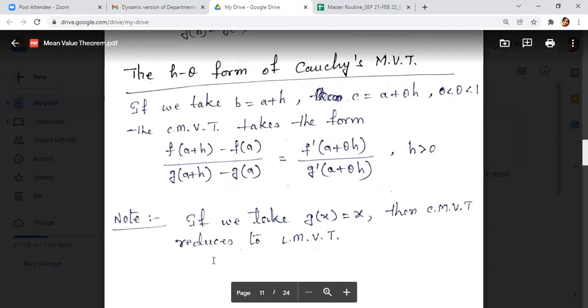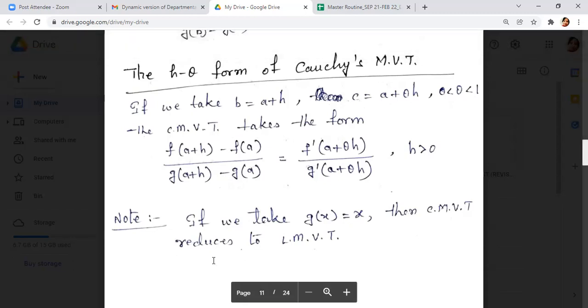Now let us go. This is the picture of CMVT in both its interval [a, b] form and the h-theta form. Is it clear now? Yes, ma'am.